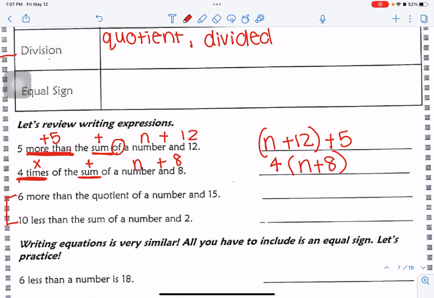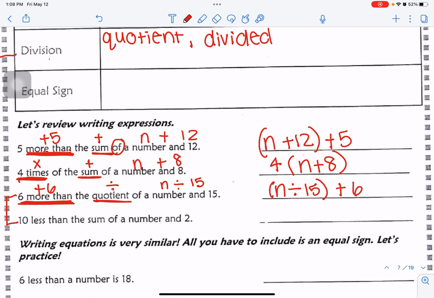So if we have 6 more than, that means to add, plus 6. 6 more than the quotient. The quotient, we are dividing. The quotient of a number and 15, divided by 15. Okay, so when we have 6 more than, that goes at the end. So n divided by 15 and then plus 6.